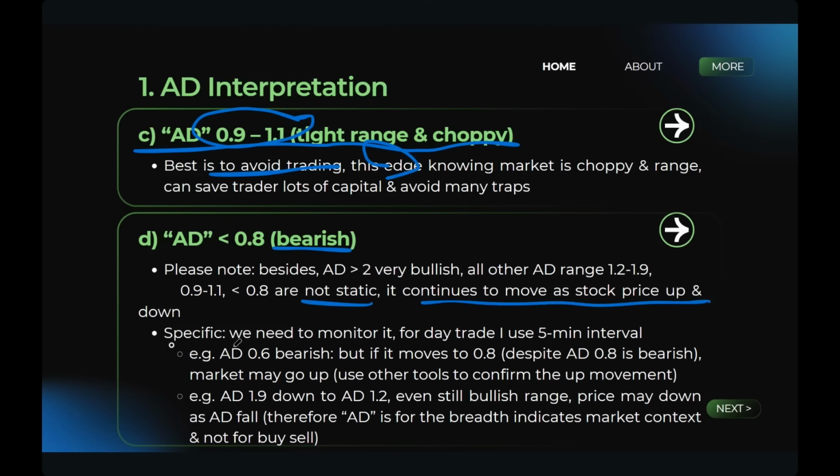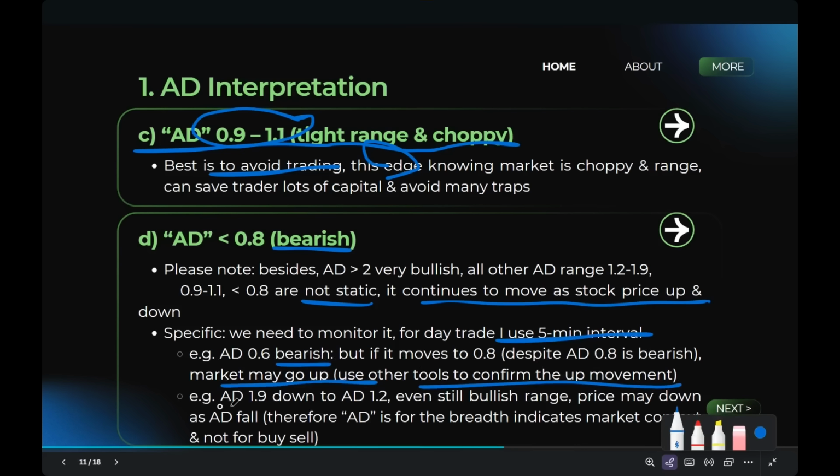To be specific, we need to monitor for day trade. I use 5 minutes interval. That is, AD, if it is from 0.6, bearish. But if it moves to 0.8, that means it's going up. So despite AD 0.8 being bearish, market may still go up. So use any other trading tools to confirm the up movement.